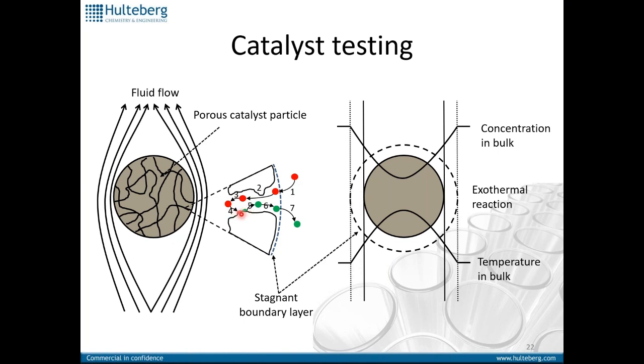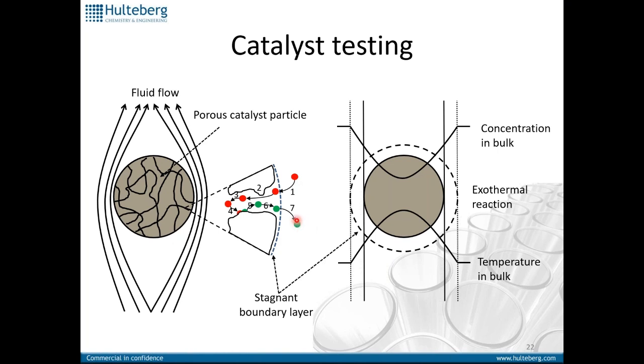There we have the intrinsic kinetic, the reaction rate going from 4 to 5, from red to green, green being a product. Then it has to desorb. Then the product has to do the same journey back, so diffusing through the pore system and diffusing through the stagnant layer to go out of the reactor.